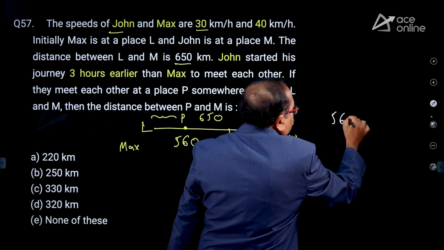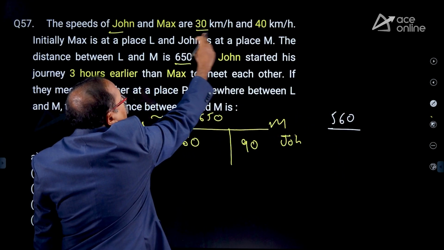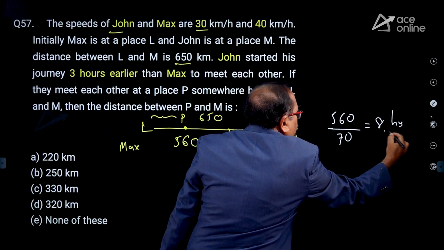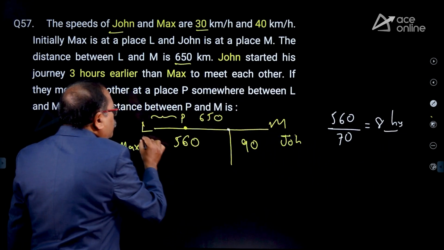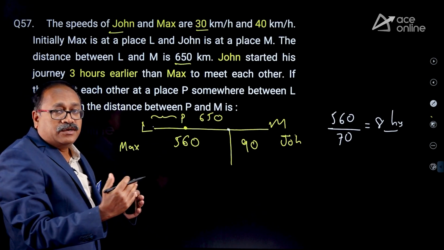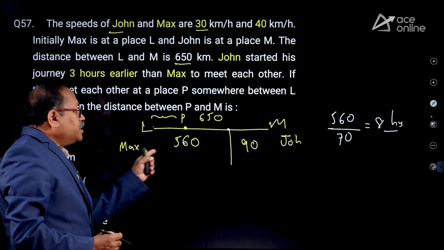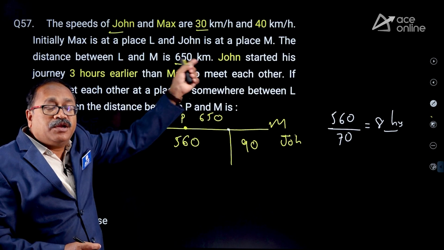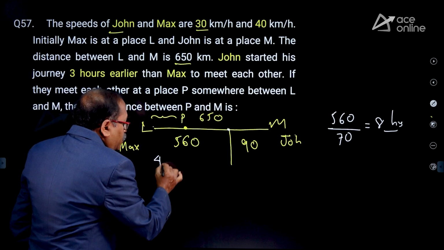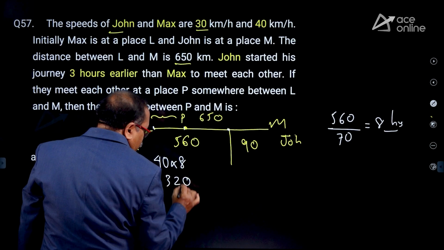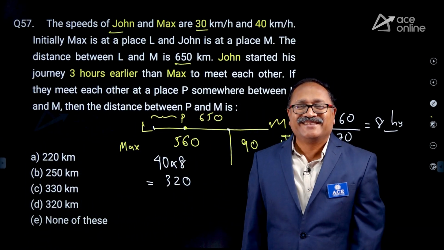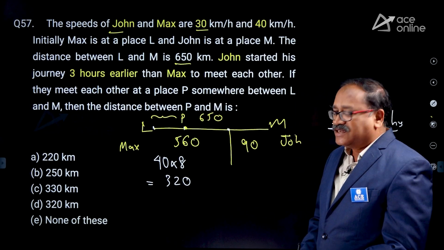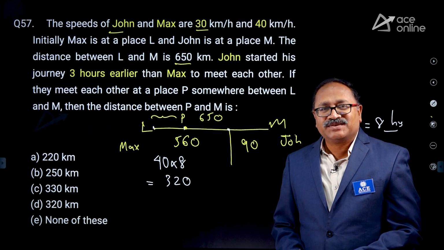That is 560, and the relative speed as they are moving in opposite directions is 70. So I notice that they travel together for 8 hours. In other words, the man travels for 8 hours. And what is the man's speed? 40 km per hour. In 8 hours, how much will he cover? 40 into 8, 320 kilometers. Okay, so you can see that 320 is option choice D. Next question.